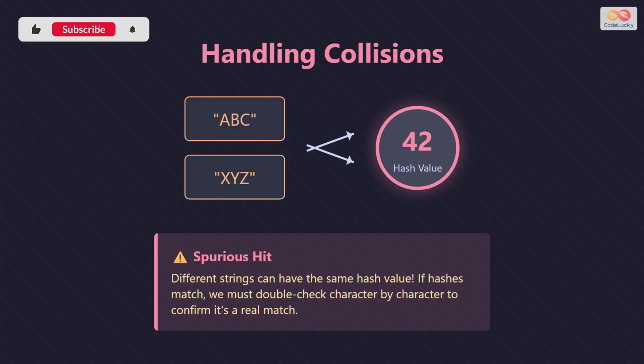There is one catch called a collision. Sometimes, two different strings might result in the same hash value. This is called a spurious hit. Because of this, whenever the hashes match, we must double-check the actual characters to ensure it is a true match.